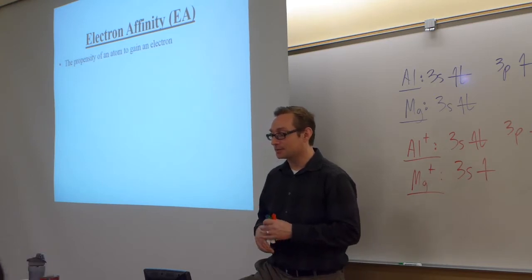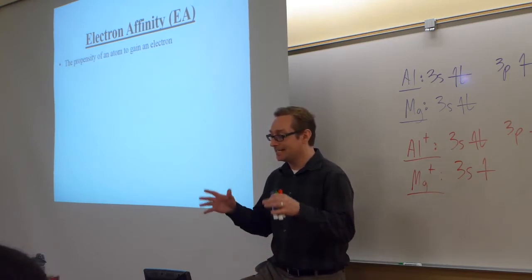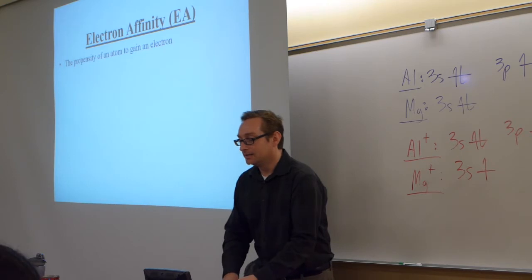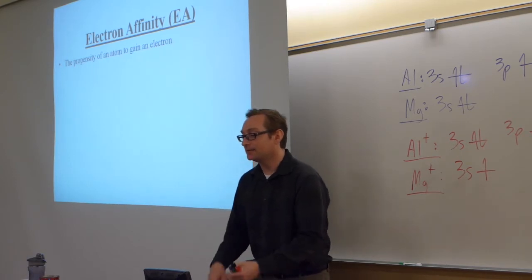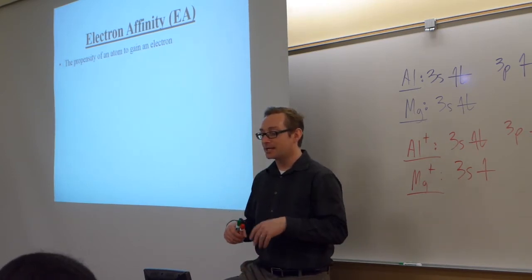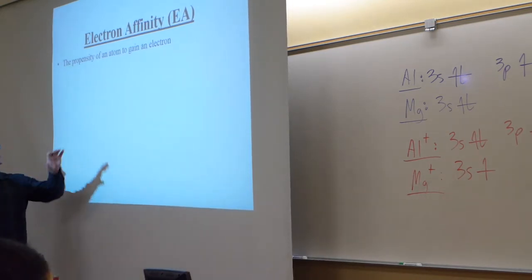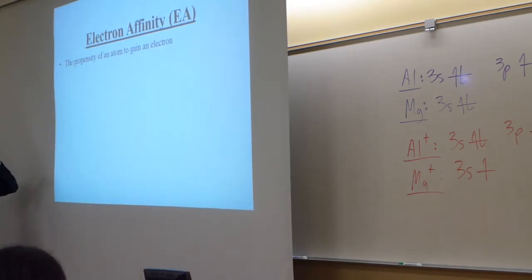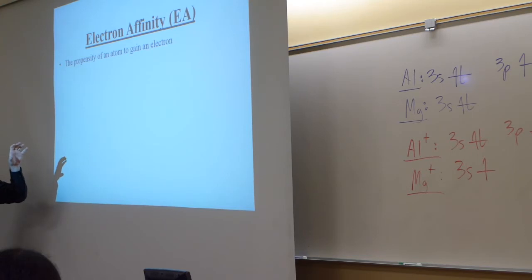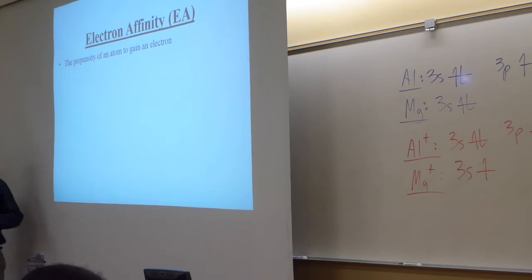Last one I want to talk about is electron affinity, otherwise called EA. So, electron affinity is the propensity of an atom to gain an electron. I'd like you to amend this for a little bit. Let's be a little more clear. It's the propensity of a free gaseous atom to gain an electron. This is different from a term called electronegativity, which we'll talk about next chapter.